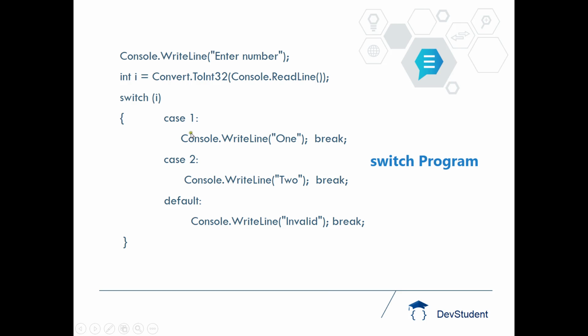If that is 1, this case 1 will be executed because its value will be matched. You can see Console.WriteLine of 1. The 1 text is printed on the output screen and it's going to break. That means it comes out of the switch. Thus case 2 and default will be ignored. And if the value matches with 2, directly the second statement will be executed because first will fail, it will go for the second one and it's going to print 2 text on the output screen and it comes out. If all the cases fail, then it will go for the default and it will print invalid and then it will come out of the switch.